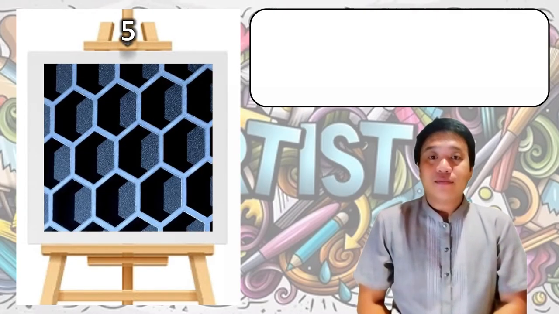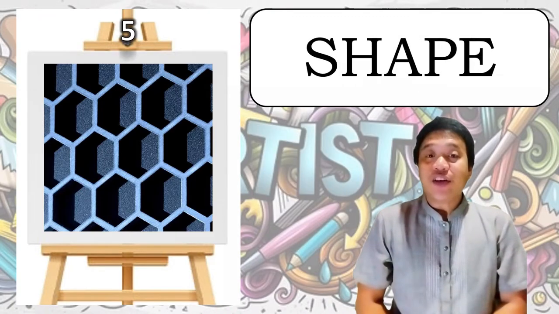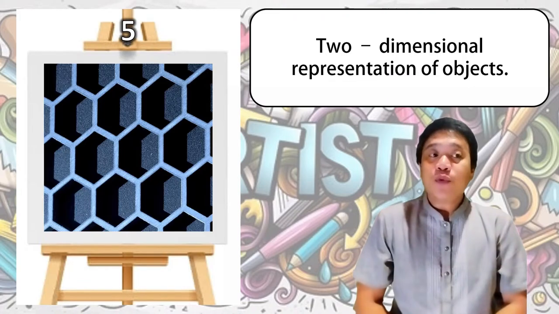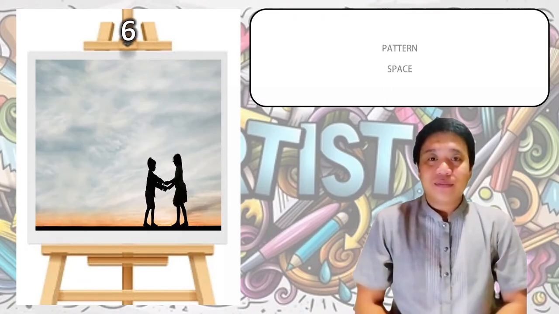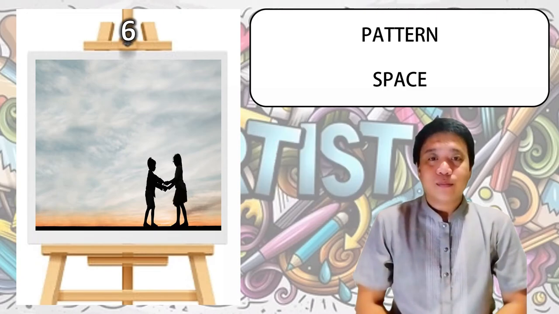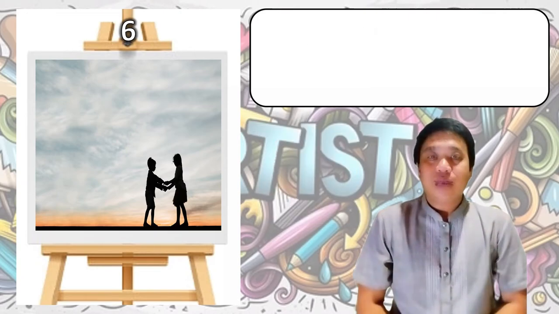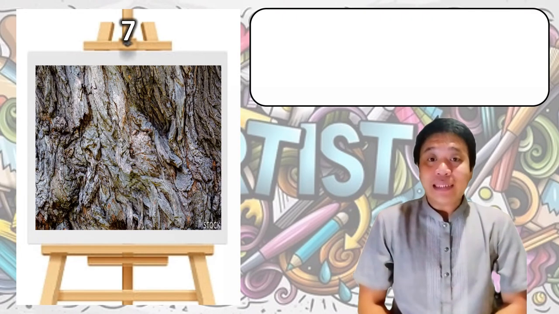Picture number 5. And the choices are... And the answer is shape. Shape, two-dimensional representation of objects. Picture number 6. And the choices are... Space. Space, either negative or positive space, can be used to make a statement and is often seen when used with the rule of thirds. Picture number 7.